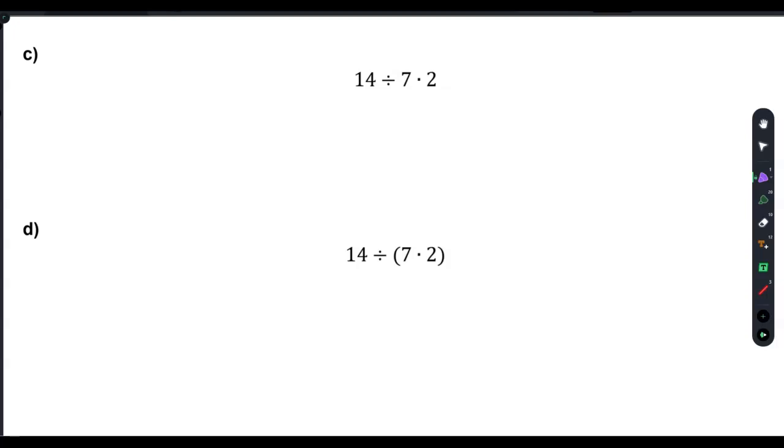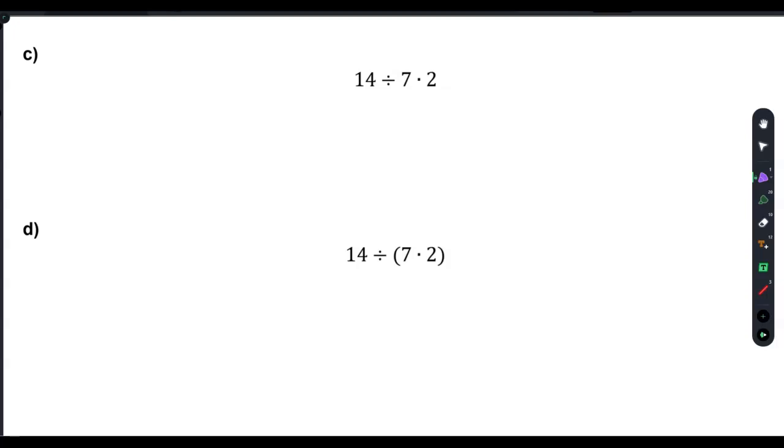So my next two order of operations examples are pretty straightforward, but they're here to illustrate an important point. If you look at these two problems, both of them are 14 divided by 7 times 2. The only difference is that the second one has parentheses on the 7 times 2, and that difference is going to make it a completely different answer.